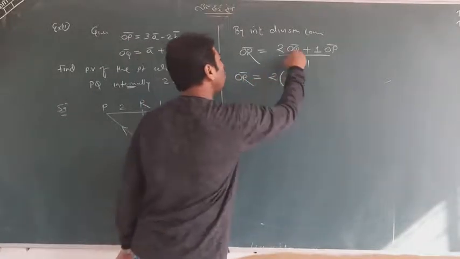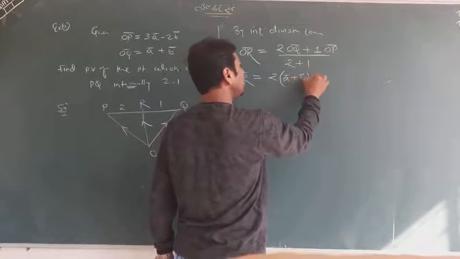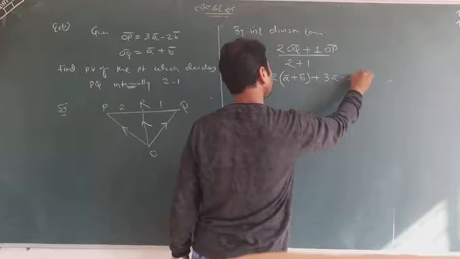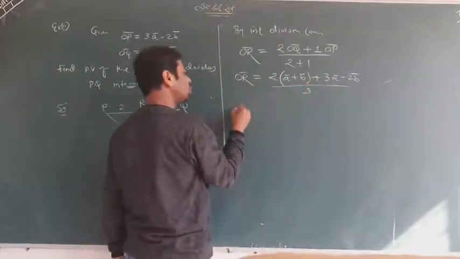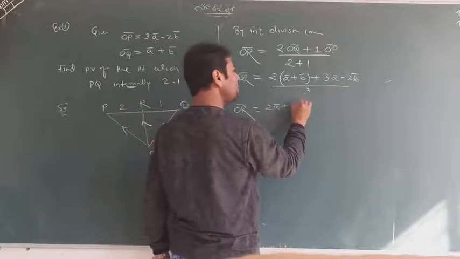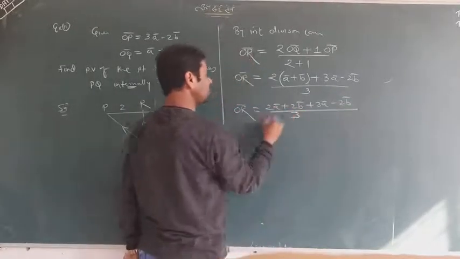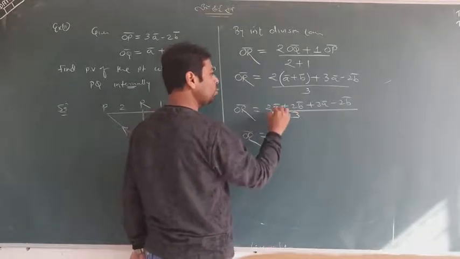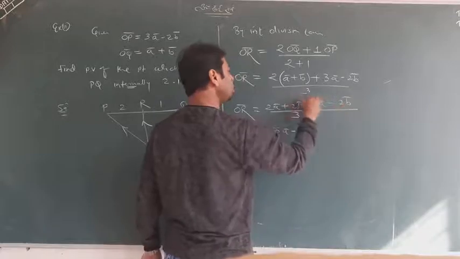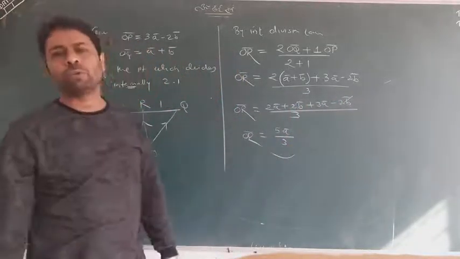2 OQ, meaning position vector of Q, meaning 2 times A plus B. 1 need not be written. OP is equal to 3A minus 2B, upon 3. So OR equal to 2A plus 2B plus 3A minus 2B upon 3. So OR equal to 2A plus 3A, 5A, and these two will cancel fortunately. So only this is the position vector of R.